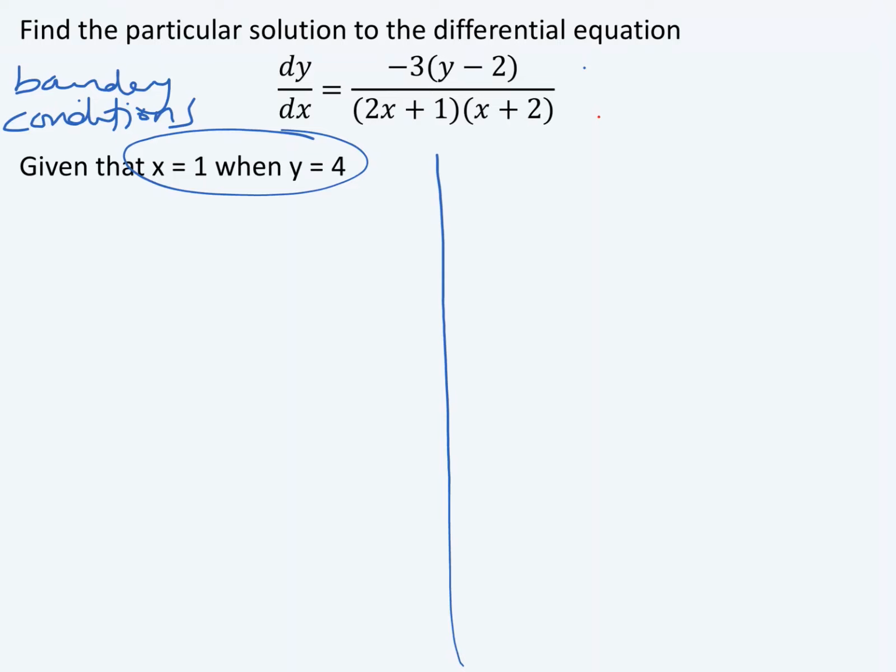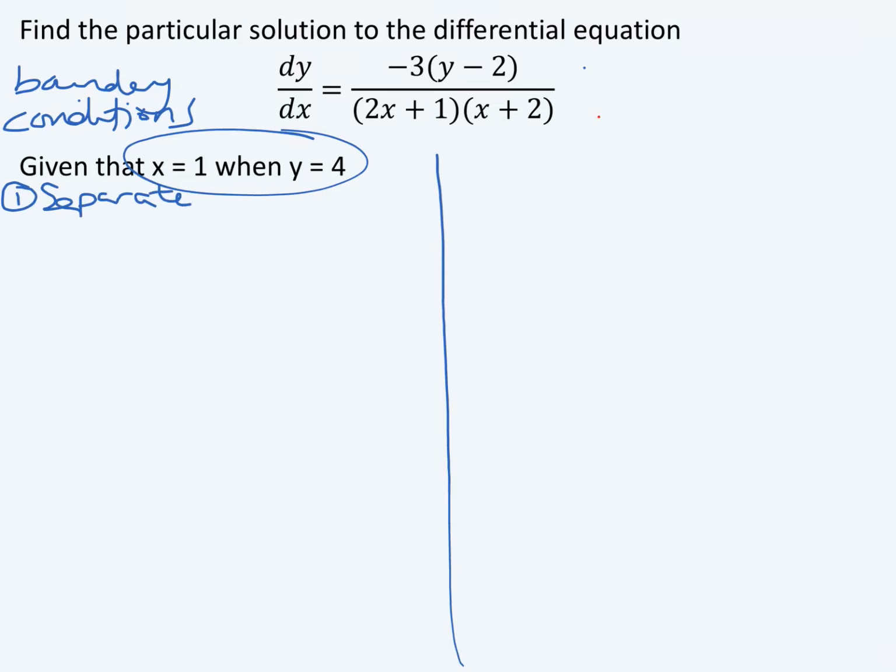So let's remember our method. We do separate, we do integrate, then I choose to do evaluate before manipulate. You can do it the other way around, but we're going to go separate, integrate, evaluate, manipulate. Okay, there is a step 5, but we will come to that. So step 1, separate.